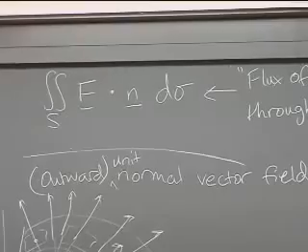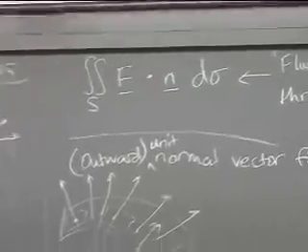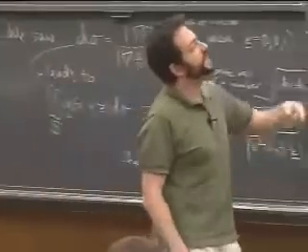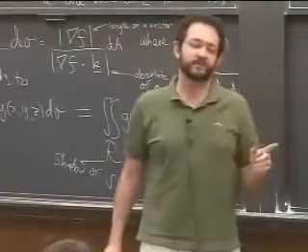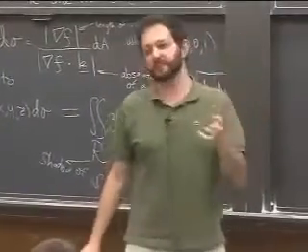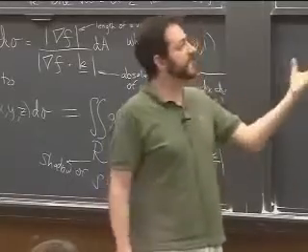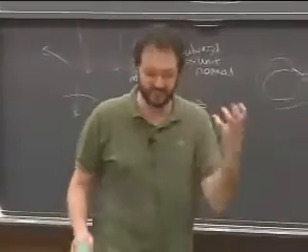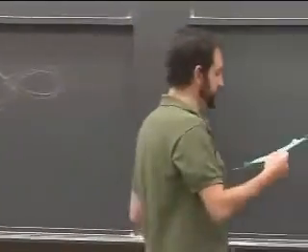But the problem is, if I just tell you the flux of F through S, then you have to understand what that means: you need to find N, the normal vector field, and then you need to dot it with F. That's the sort of surface integral you need to set up first. So it's just an extra little step, but it's still a regular old surface integral.